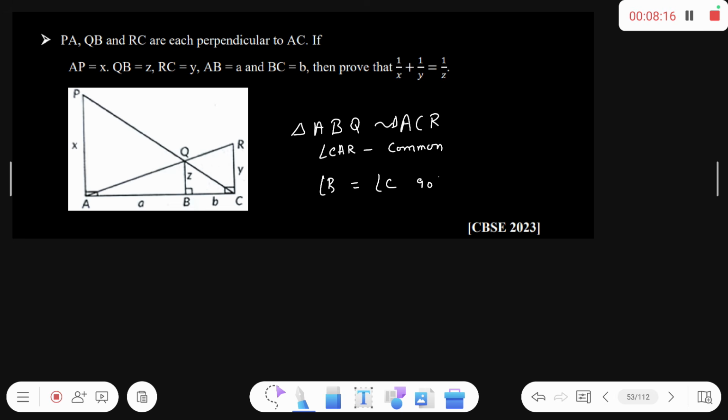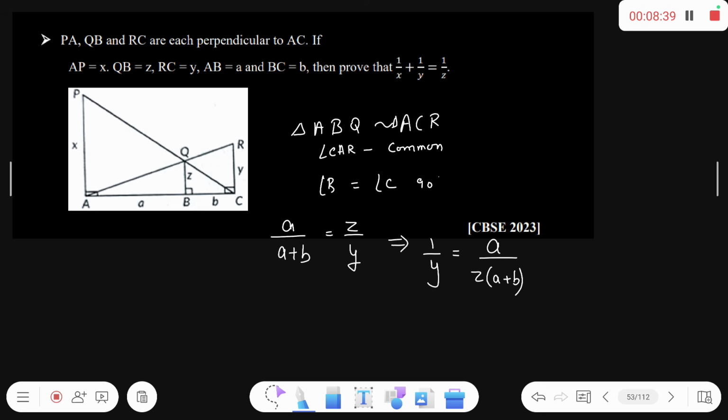So these are similar, and on similarity you can say A upon A plus B is equal to Z upon Y. From here you can calculate the value of 1 by Z, which comes out to be 1 by Y. So it comes out to be A upon Z times A plus B.